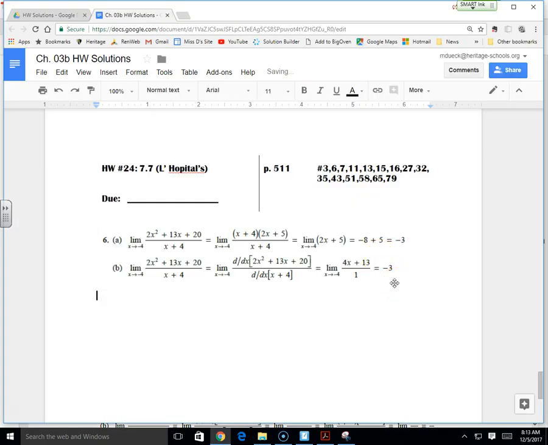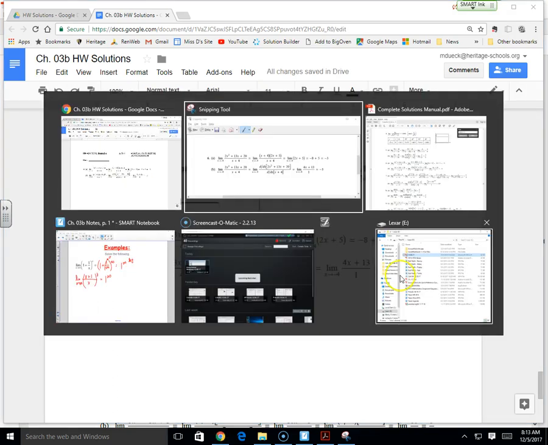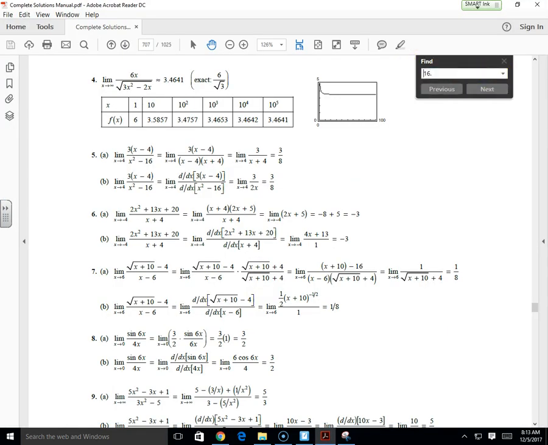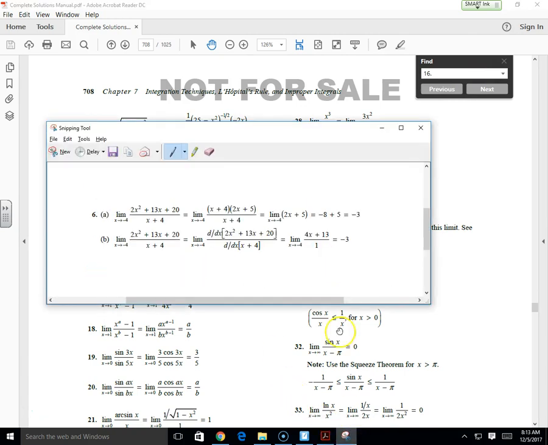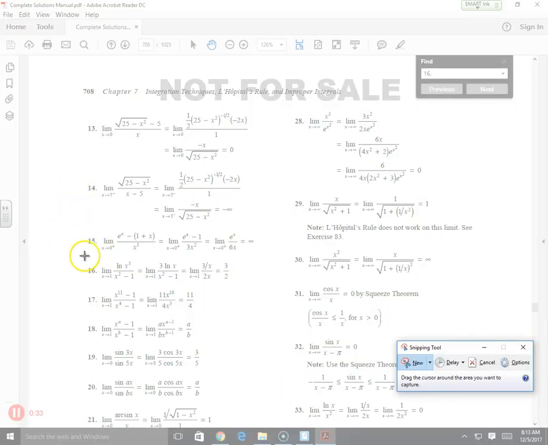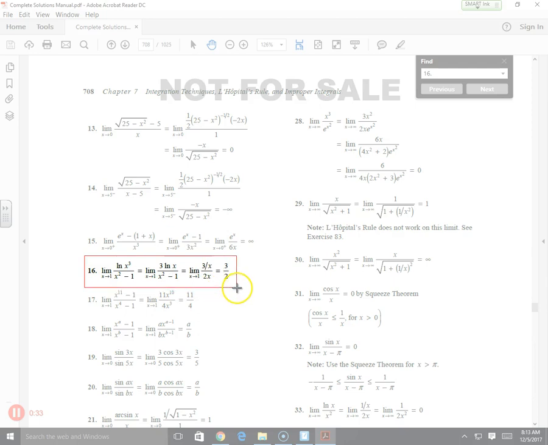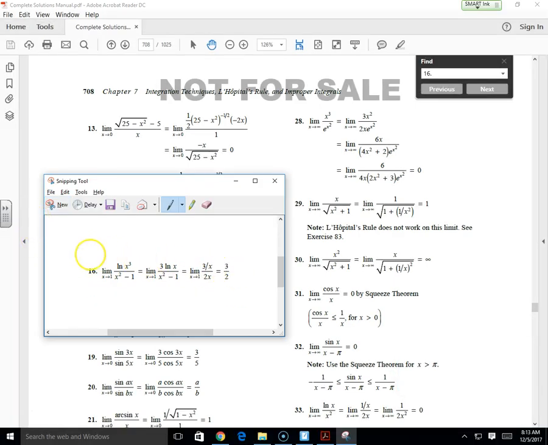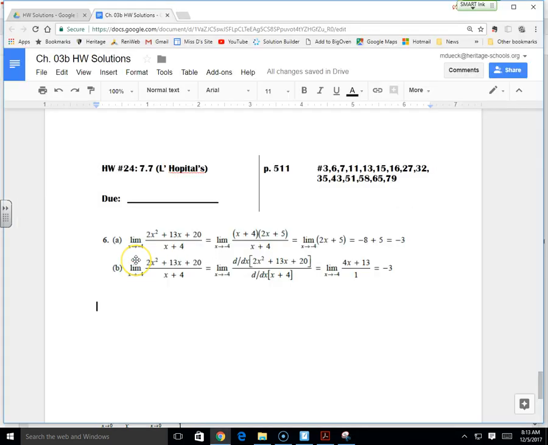The next one would have been number 16. Number 16, the final answer should be 3/2. There were a few different ways of doing it. One way is you could take the derivative of ln of x cubed. The other way is that you could have brought down the 3 from the power property of logarithms. That would have been nice. And then you end up with an x that would pop down, but then when you plug in 1, you'd end up just with 3/2.